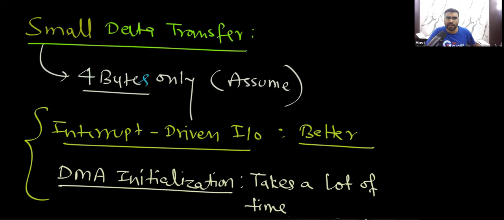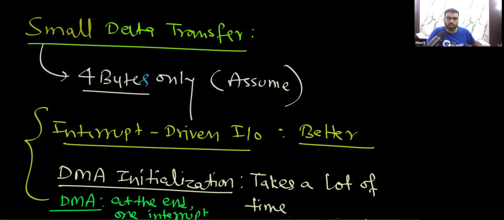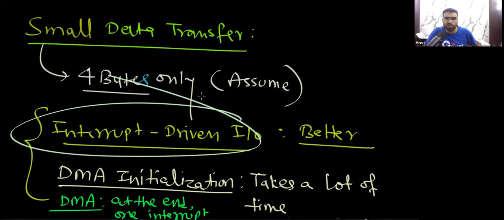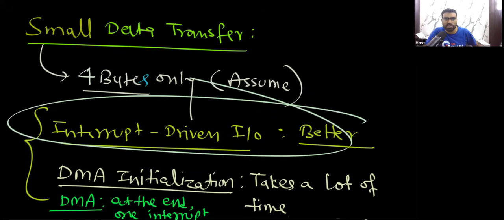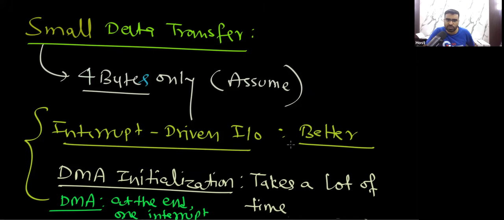And if you remember, at the end there is an interrupt also. DMA also has one interrupt at the end. Do you agree? So tell me which mode is better if you want to transfer a small amount of data, for example 4 bytes or 10 bytes. Remember, interrupt driven IO is better, because there will be only one interrupt and only one context switch. But the DMA initialization will take a lot of time.